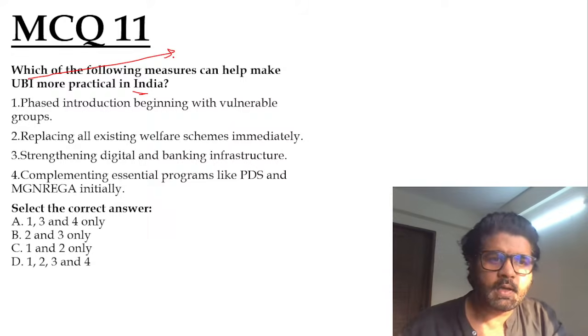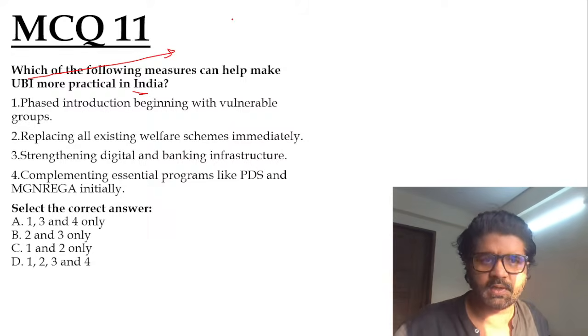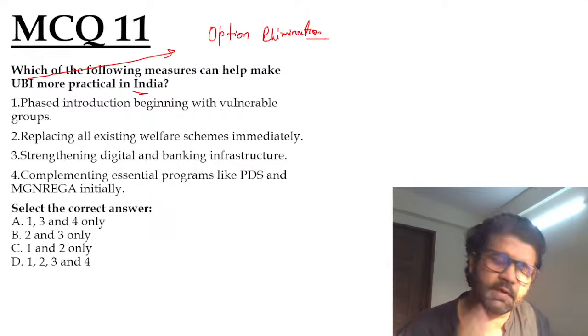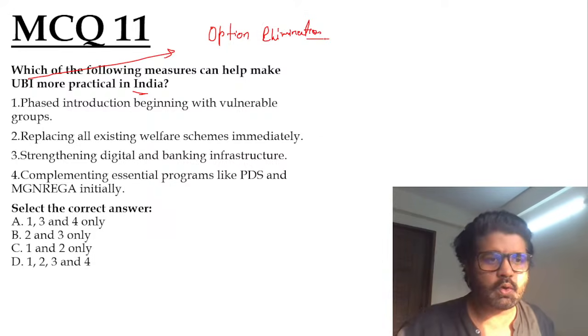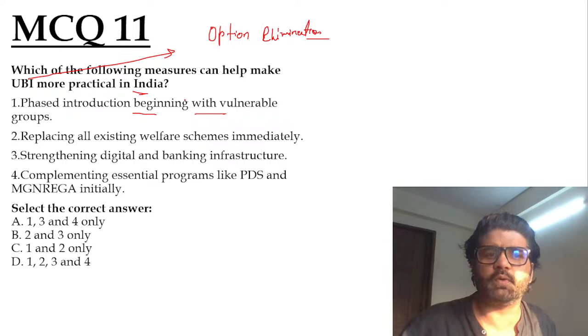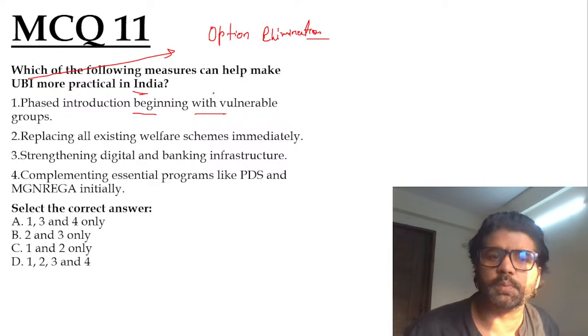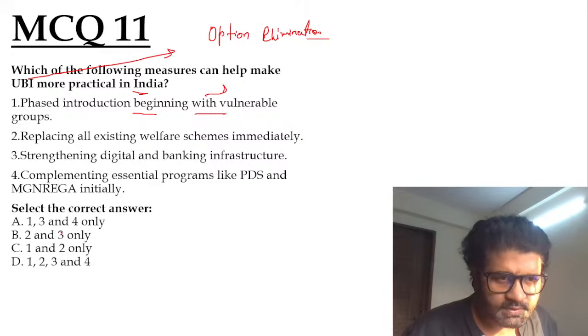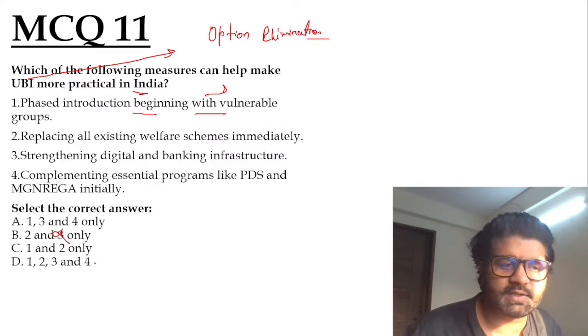And again, you can use option elimination here. Universal basic income, why it is important, what are the different things associated with UBI. So a phase introduction beginning with vulnerable groups, that is actually correct. That's what we have discussed. Start with the vulnerable groups, start with disabled people and other vulnerable groups of that strata. So first is correct. If first is correct, you will eliminate B option. You're left with A, C, and D.